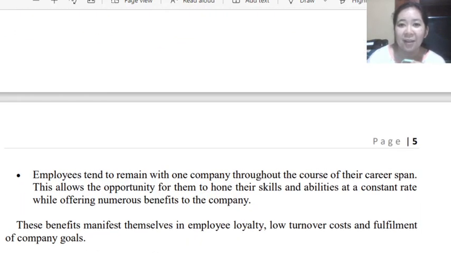Another work ethic of the Japanese is that employees tend to remain with one company throughout the course of their career span. So they do not jump from one company to another depending on the offer. This work ethic allows them the opportunity to hone their skills and abilities at a constant rate while offering numerous benefits also to the company. So because of those work ethics, JIT has become a good tool for success also in Japan.